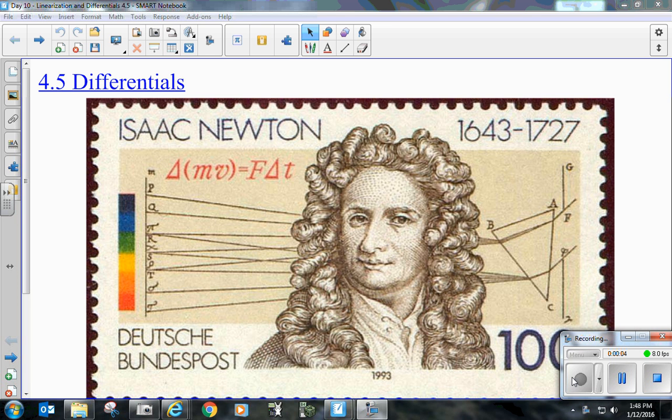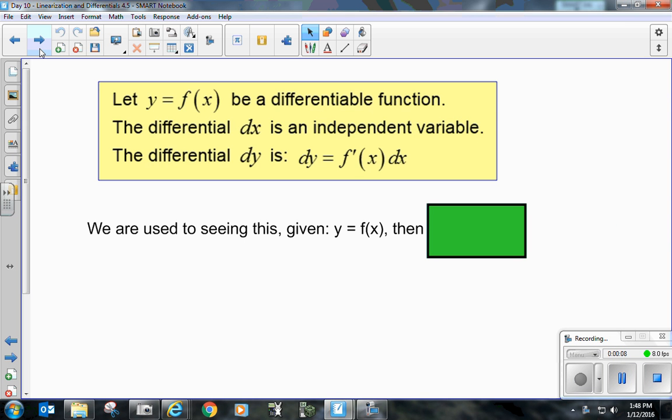4.5, differentials. That's the man Isaac Newton. Part of your misery is on hand, or else we create calculus. Right? Let y equals f of x be a differentiable function, and you can take a derivative of it. The differential dx is kind of considered an independent variable. The differential dy is dy equals f prime of x times dx.